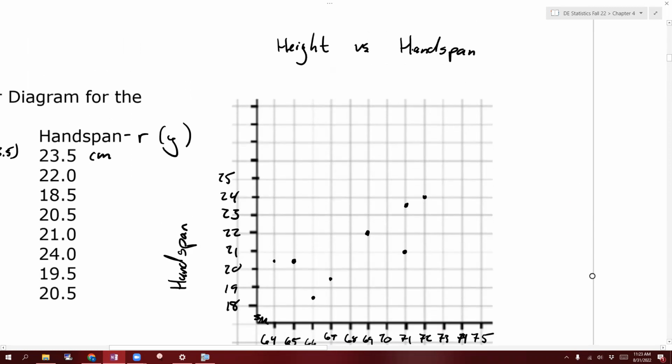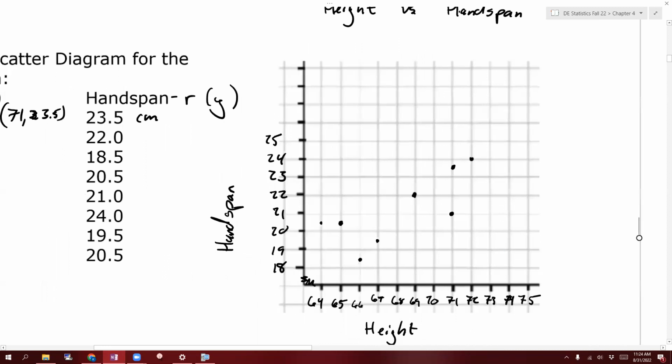And then a common way of titling a scatter plot graph is by naming those two things and putting versus in between. So this is height versus hand span. So essentially you're comparing those two, or height and its effect on hand span, something like that. You're letting your readers know that you're comparing those two variables. So we have what our graph should look like.